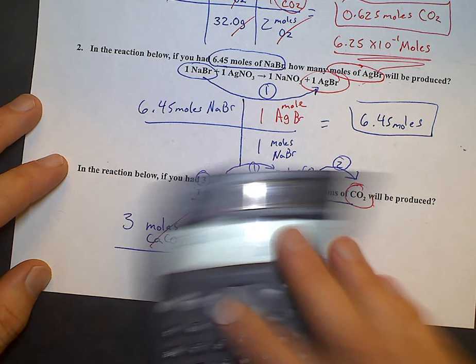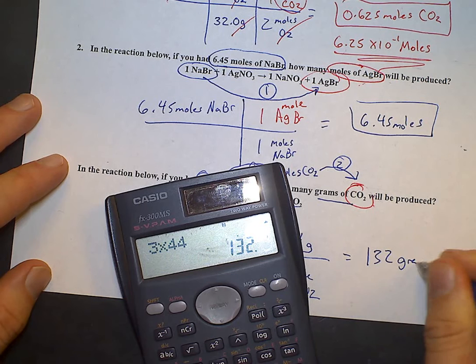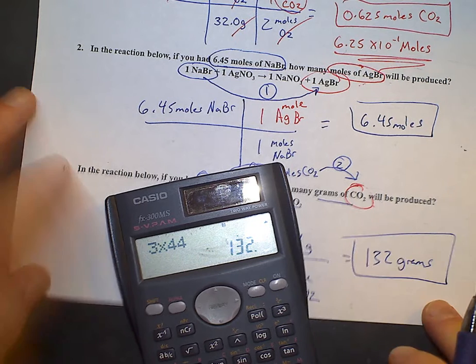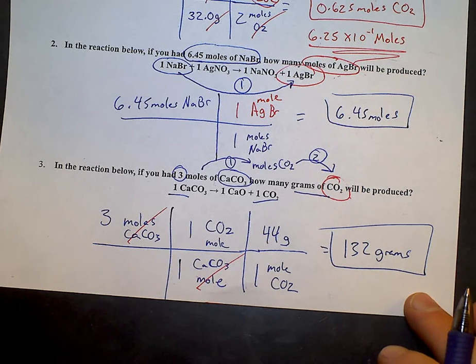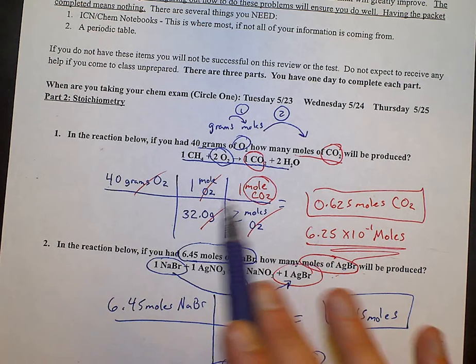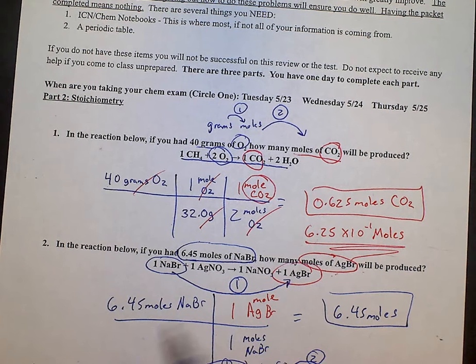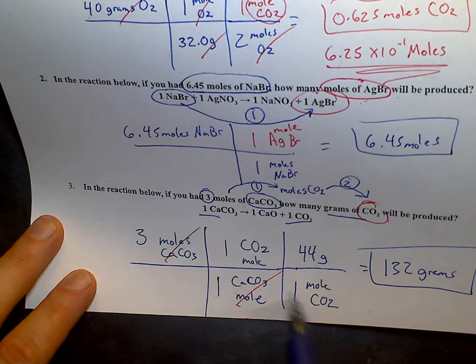So weigh 132 grams. Bam, bam, bam. There's our answer. We're good to go. Okay? So looking back at this, first one, we went from grams to moles to moles. Second one, a one-step problem, moles to moles. Third one, we went from moles to grams.